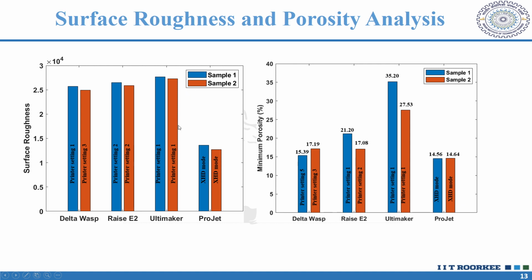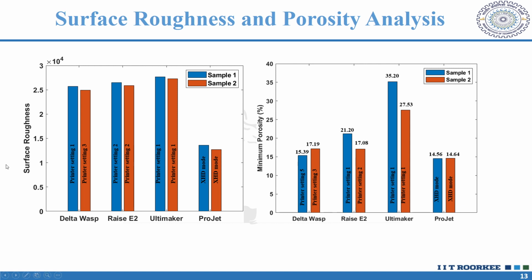And we found out that maximum roughness and porosity are present in Ultimaker and minimum in case of Project, followed by Delta Wasp and Raise. Same is the case for porosity. Minimum porosity in Project, maximum in case of Ultimaker, followed by Raise E2 and Delta Wasp. This is also showing the printer setting corresponding to the surface roughness.